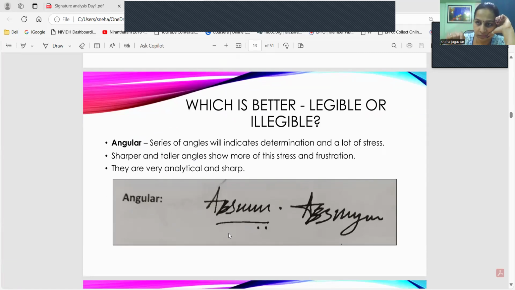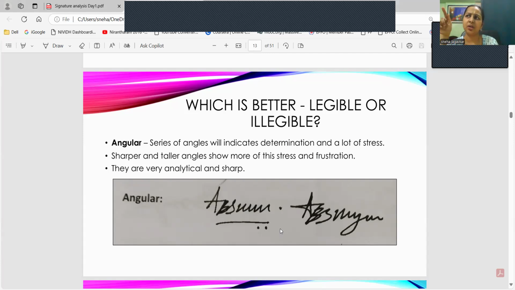Angles. This shows a lot of determination, but also a lot of stress. The sharper and taller the angles, the more of this stress as well as frustration. They're very analytical and sharp. Now, because they are quite analytical and sharp, it's quite obvious that the person is going to have questions in their mind continuously.